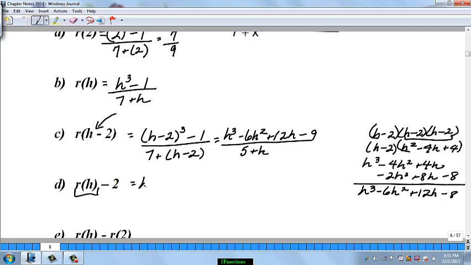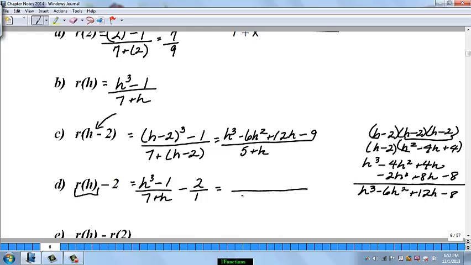So this one's going to require some algebra, because here's this. And then I'm going to subtract a 2. Now when I subtract the 2, I'm going to put it over a 1. I have to find a common denominator. I can't leave it that way. This is why we did all that algebra earlier this year.